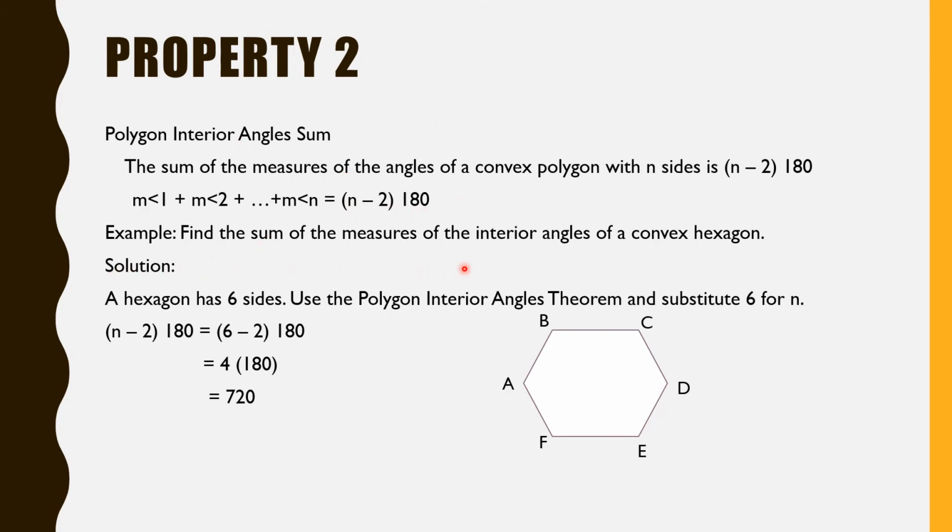Find the sum of the measures of interior angles of a convex hexagon. So, a hexagon has 6 sides. So, use the polygon interior angle theorem, and substitute 6 for n. So, n minus 2 times 180 is equal to 6 minus 2 times 180. So, the answer is 720. Okay?